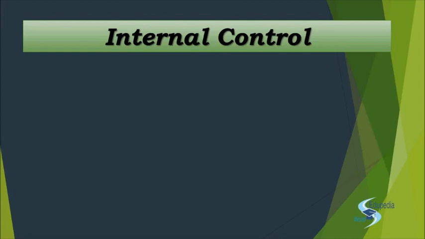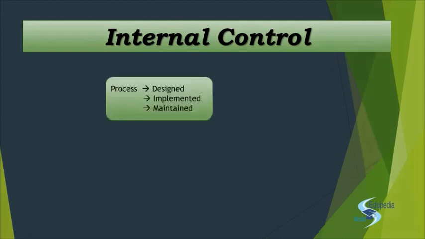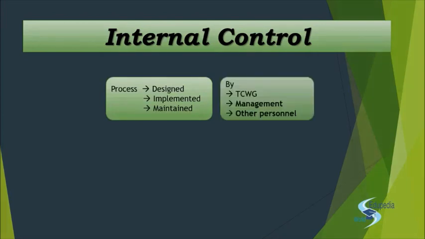Now if we go on to define internal control, then it is the process which is designed, implemented or maintained by the TCWG, management or other personnel. So the entire process that we have talked about, this process has to be planned and designed. And who is responsible for designing these controls? It will be designed by the management. It will be designed by the people who are charged with governance. So if there is a specific committee that has been formed for maintaining the internal control, then that committee will have to design the internal control. Or there are other personnel who are authorized to do so, right?